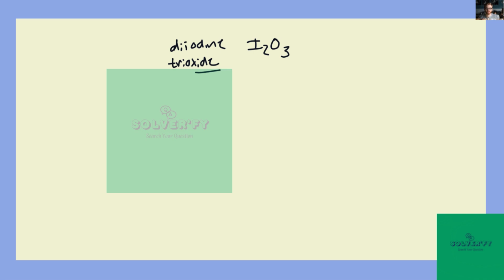Okay, next we have chlorine dioxide. There's no prefix on chlorine, so we assume that there is one. I use this cursive L just to disambiguate it from capital I's. Cl for chlorine, and dioxide, meaning it's oxygen, but there are two of them.